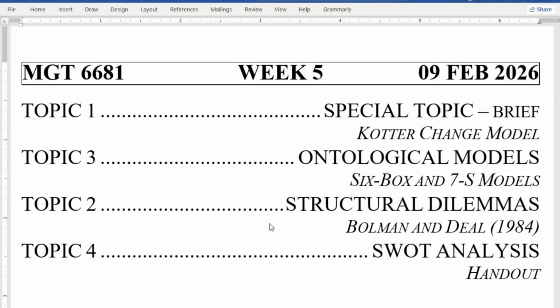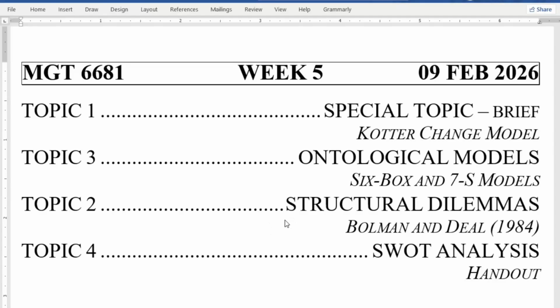And then structural dilemmas is an important topic in organization development and change to understand. When you look at an organization, just on the insides of it, where are the points of imbalance? So we get into equilibrium. And then SWOT analysis, which most people get wrong and the internet gets wrong. So that's going to be a very important topic. So without further ado, let's move into our Cotter change model.